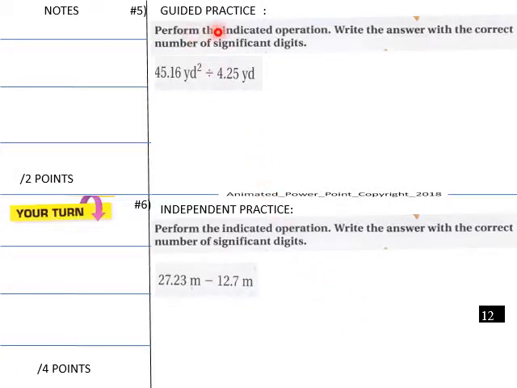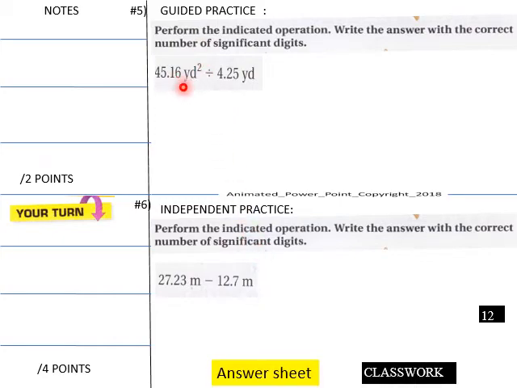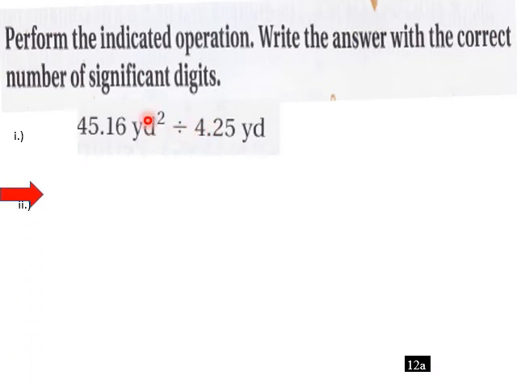Let's go into our guided now. Perform the indicated operation. Write the answer with the correct number of significant digits. We have 45.16 square yards divided by 4.25 yards. And then down here, students, this is yours. Let's do our guided up here.